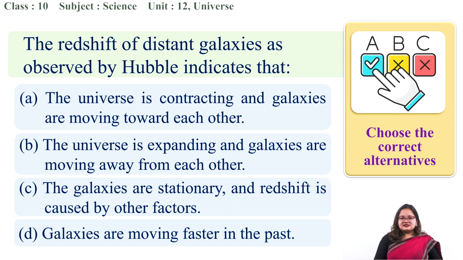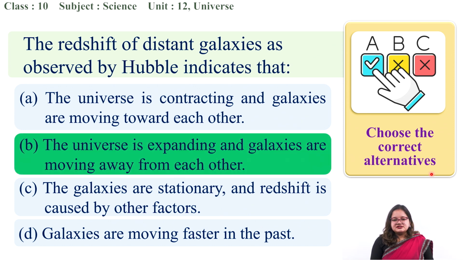In our class, when we studied redshift, when some object is moving away from the observer, it looks like it's emitting red light. Why? Because the frequency of the light from that object shifts towards the red end. So with that information, our correct answer is option B: the universe is expanding and galaxies are moving away from each other.